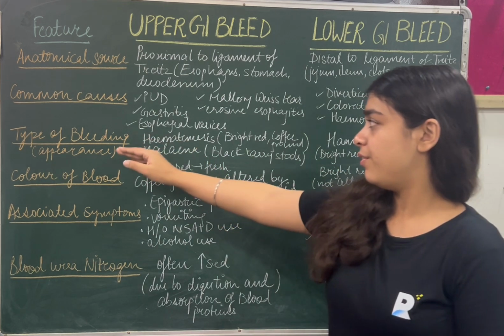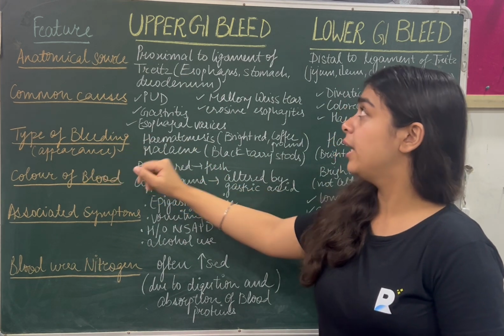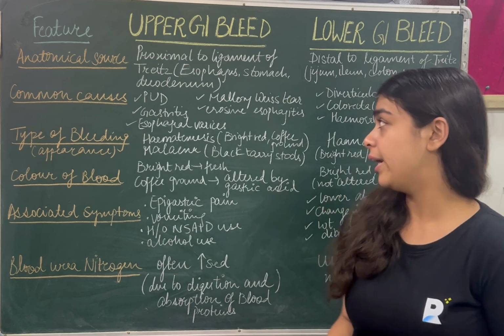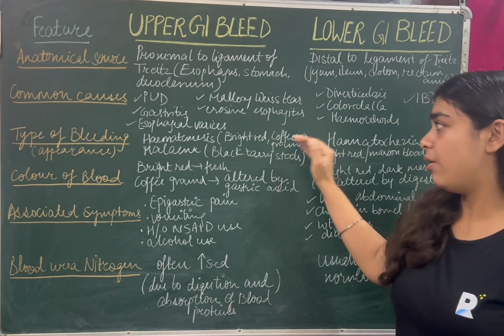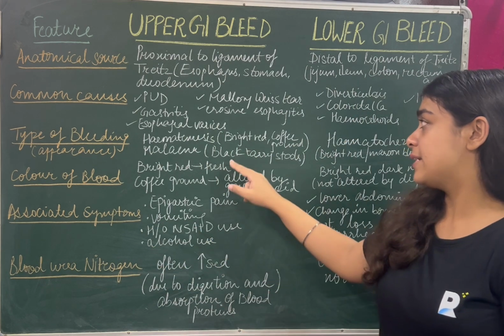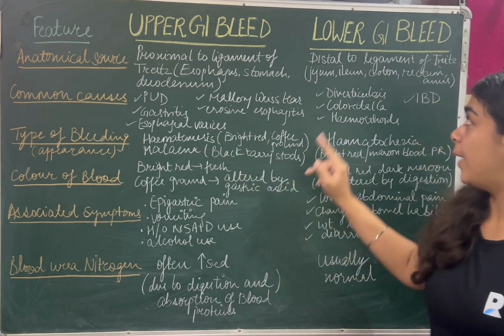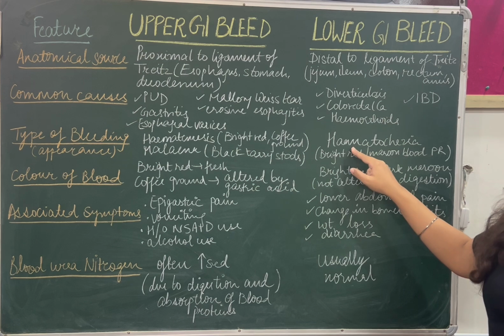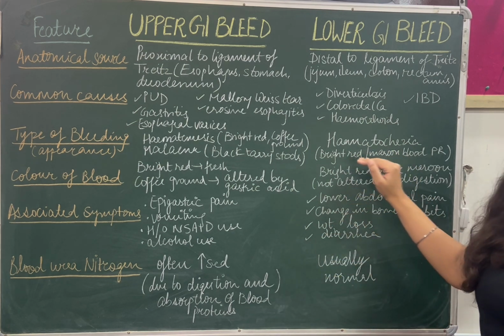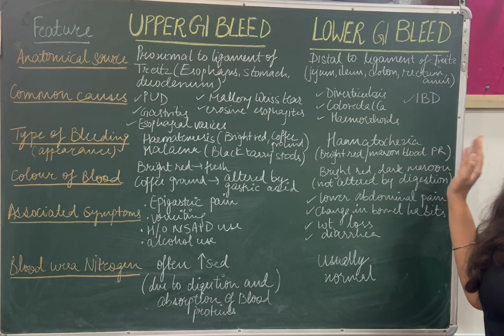Now the type of bleeding or the appearance of bleeding. So in upper GI bleed, it's hematemesis, that is bloody vomiting. It can be bright red, it can be coffee ground, or there is melena, that is blood in stools, that is black tarry stools. While in lower GI bleed we see hematochezia, where there is again blood in stools, but it is bright red or maroon blood, that is per rectum.